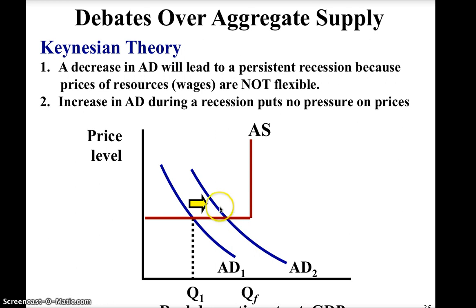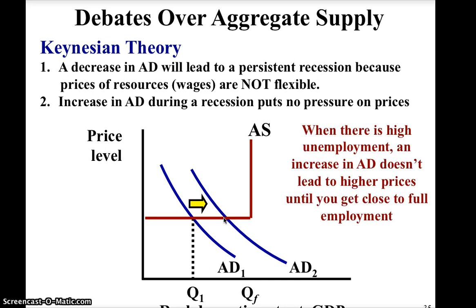Well, you might institute government programs like the CCC during the Great Depression or the WPA, getting money into people's hands. And what you notice here is if you stimulate aggregate demand, you do not see inflation because we are not yet close to full employment. So we do not see upward pressure on prices because the economy still is not functioning at full employment. When there's high unemployment, an increase in aggregate demand doesn't lead to higher prices until you get close to full employment, like at AD3.